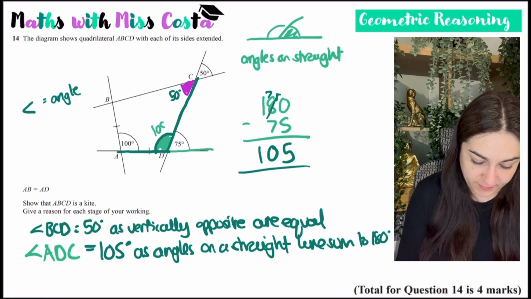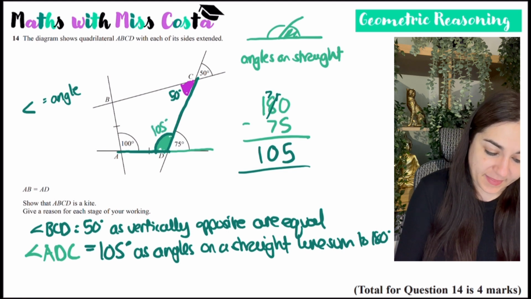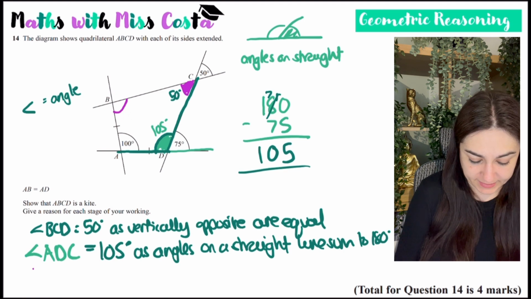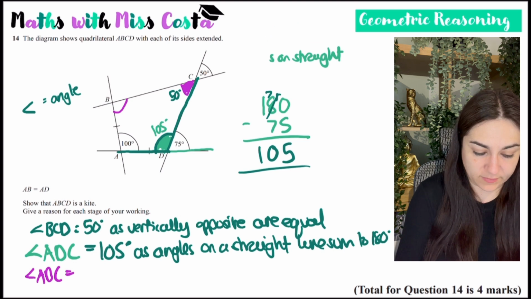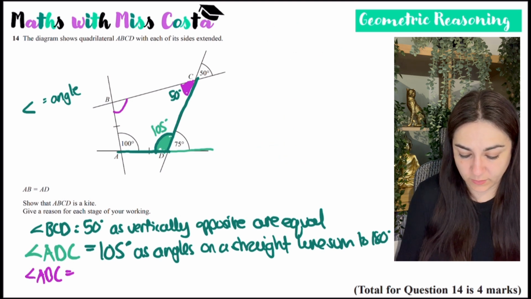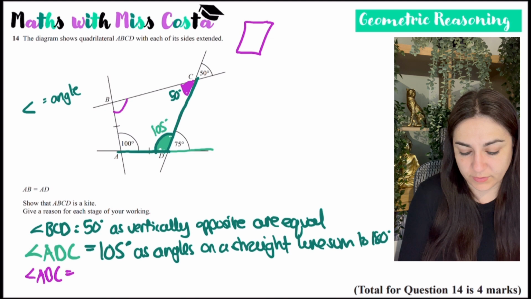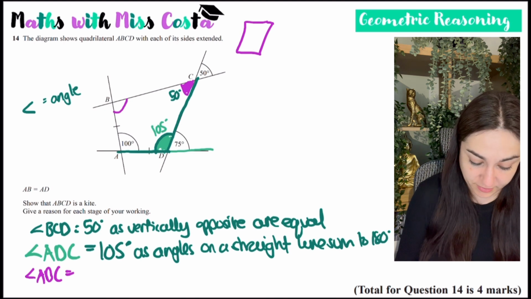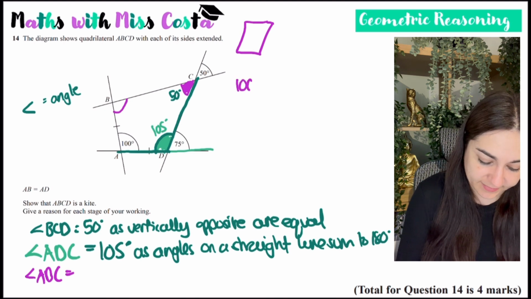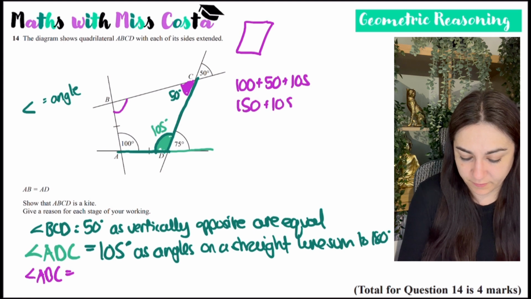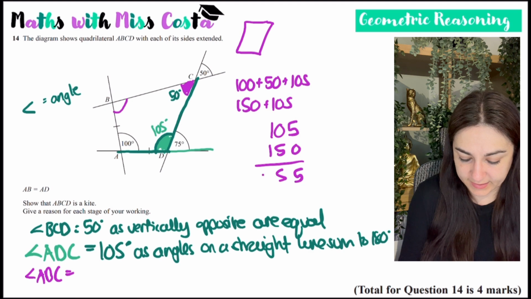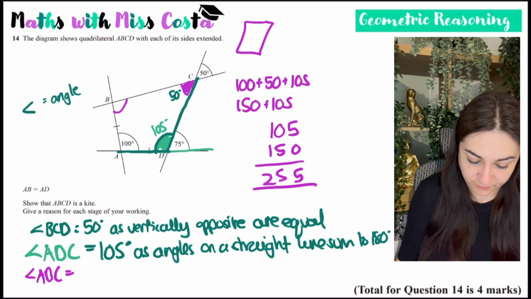Okay, so I know that this is 105 degrees. And then finally, your last piece of reasoning would be to work out what angle ABC must be. The way you can do this is, you know that angles in a quadrilateral, so any four-sided shape, sum to 360. So let's add 100 plus 50 plus 105 together first. That would be 150 plus 105, which is going to give me 255.